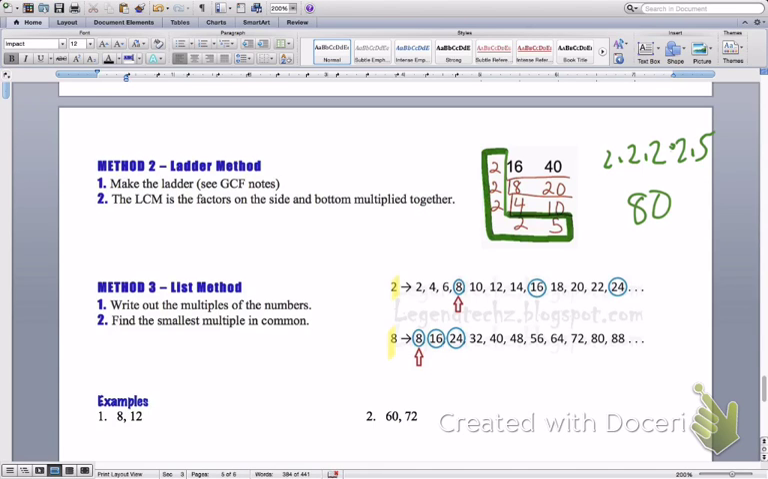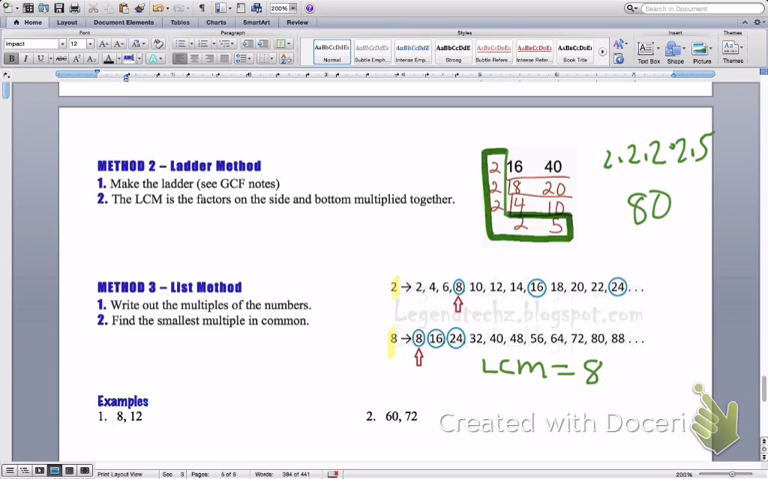And then you look at what they have in common. So we can see that they have an 8 in common, a 16 in common, and a 24 in common. But because it's the least common multiple, we want the smallest one in common, so my answer here would be 8. So the LCM in this case would be equal to 8, although they have 16 and 24 and many more other multiples in common.